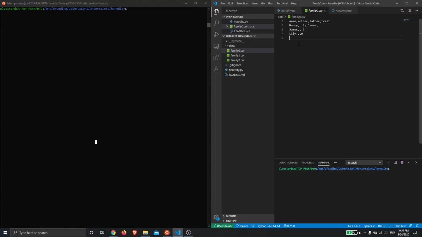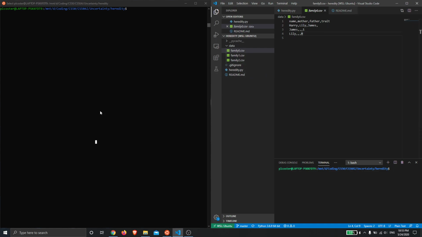So for this project, we're given various family models, and some information about the family, who are the parents of which children, and also in some cases we have knowledge of who has the trait or does not have the trait. So here we have a simple family with Harry, who's the child of Lily and James. We don't know Harry's trait status, but we know that James does have the trait and Lily doesn't have the trait.